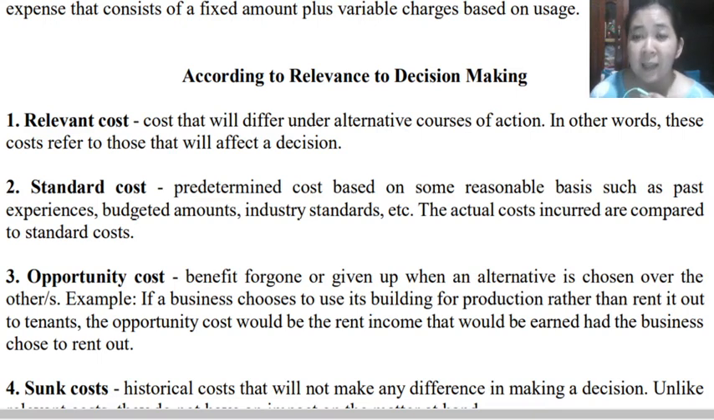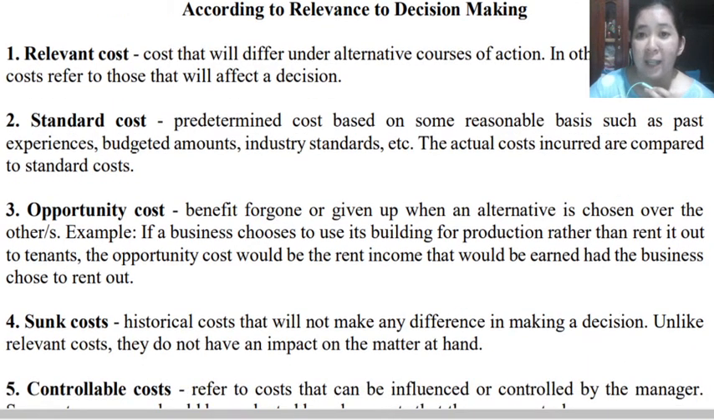That's why it will have a difference in your decision making. This is what we call relevant cost. The second cost is the standard cost. When we say standard cost, these are predetermined costs based on some reasonable basis such as past experience, budgets, industry standards, and so on. The actual costs incurred are compared later on to our standard costs.